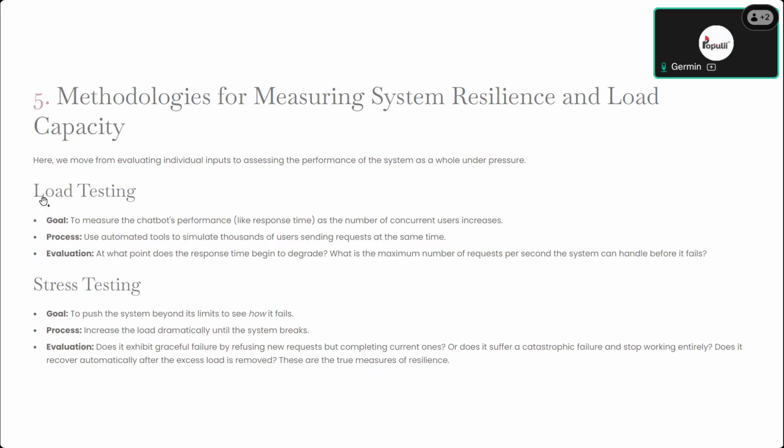Let's talk about load testing. The goal of load testing is to measure how the chatbot performs as the number of users increases. We want to know things like how fast does it respond? Does it stay stable as more people start using it at the same time? In the process, we use automated testing tools to simulate thousands of users sending messages to the chatbot all at once, just like what happens in real life during peak hours.